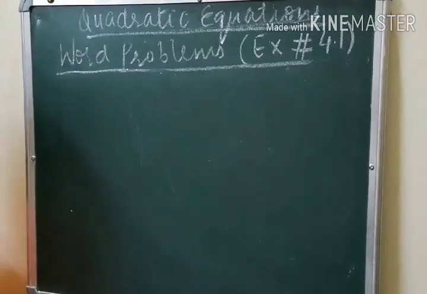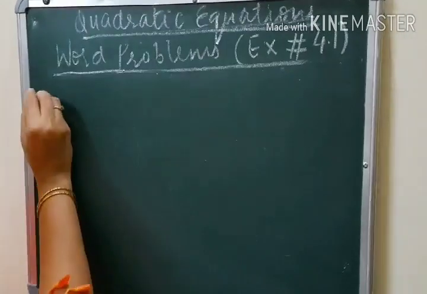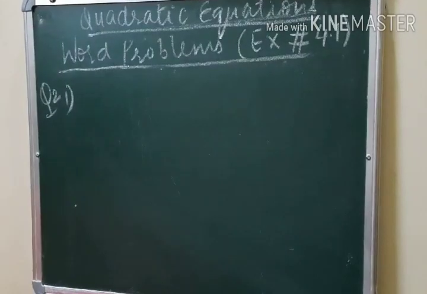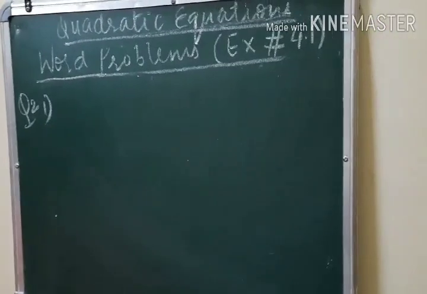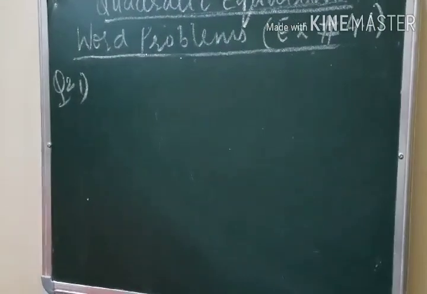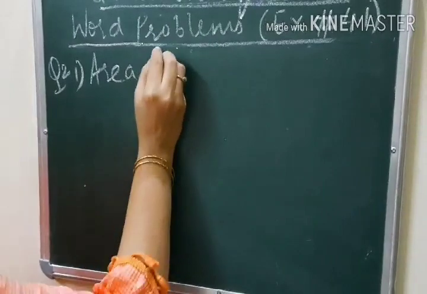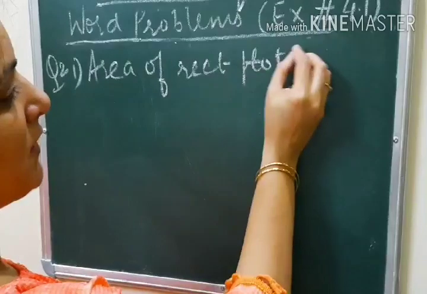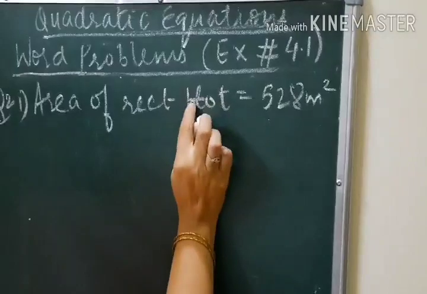Now today we will be starting with the word problems of quadratic equations. So let's start the word problems from exercise 4.1, question number 2. The first part of this question is: the area of a rectangular plot is 528 meter square.